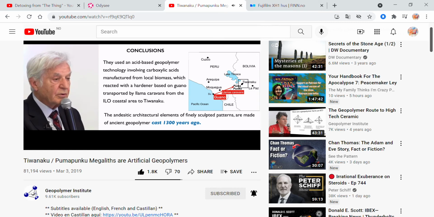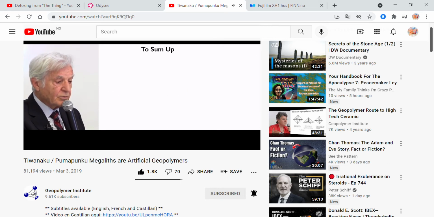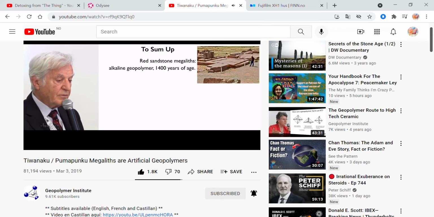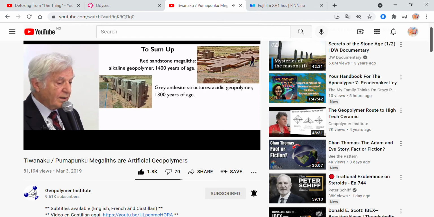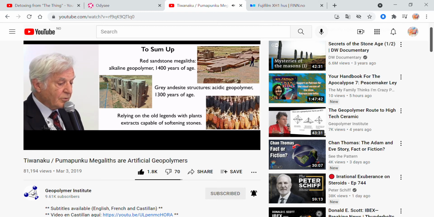1,300 years ago. To sum up, we have the red sandstone megaliths. This is an alkaline geopolymer, 1,400 years of age. And we have the gray andesite structures, acidic geopolymer, 1,300 years of age. Relying on the old legends with plant extracts capable of softening stone.